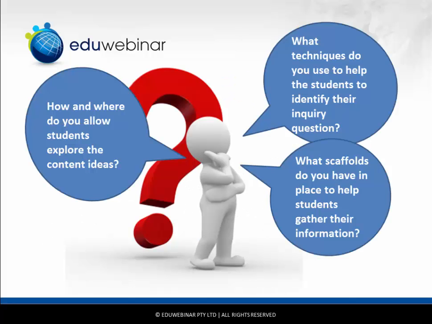So here are some points for reflection. The first one on the left is: how and where do you allow students to explore the content ideas? How do you do that? Then what techniques do you use to help students to identify their inquiry question? Or do you just provide it? But if we're looking at allowing them to take ownership and be more engaged, we need to be guiding them in identifying that. What scaffolds do you have in place to help students gather their information?